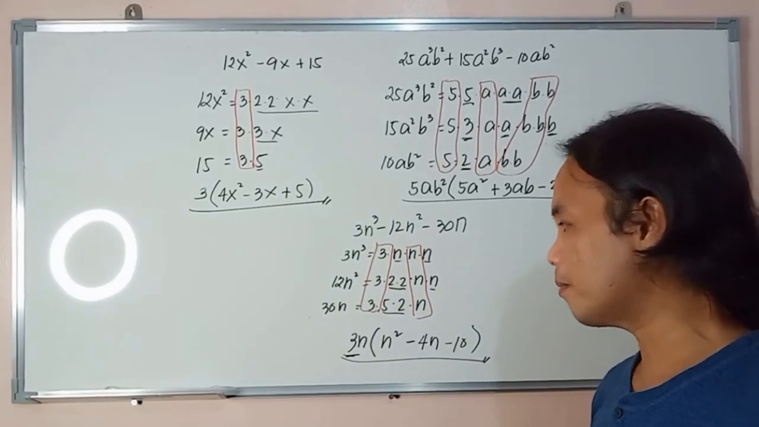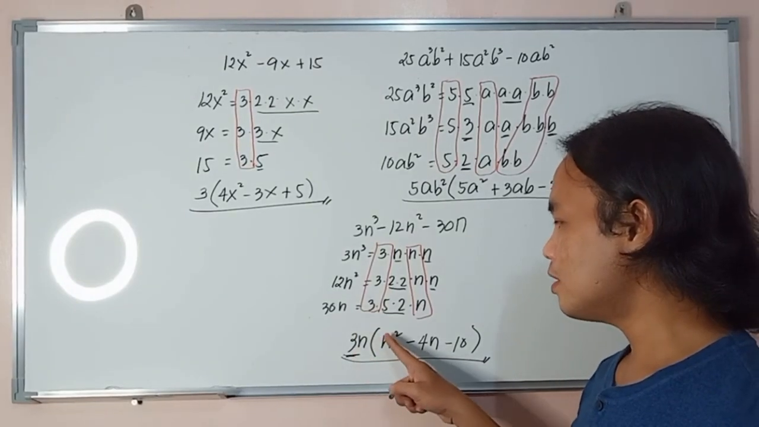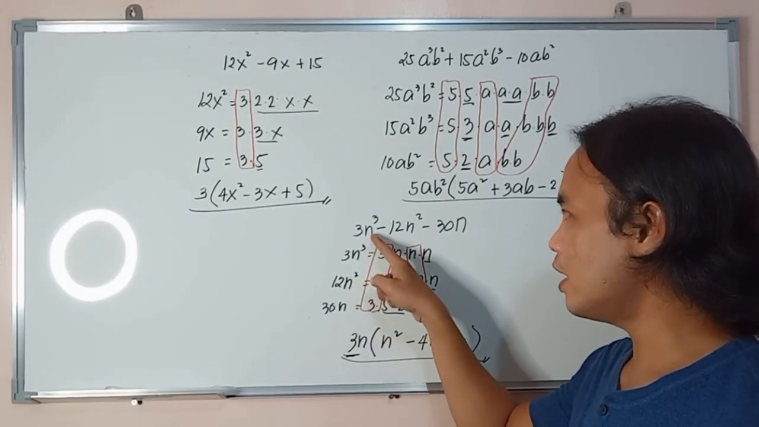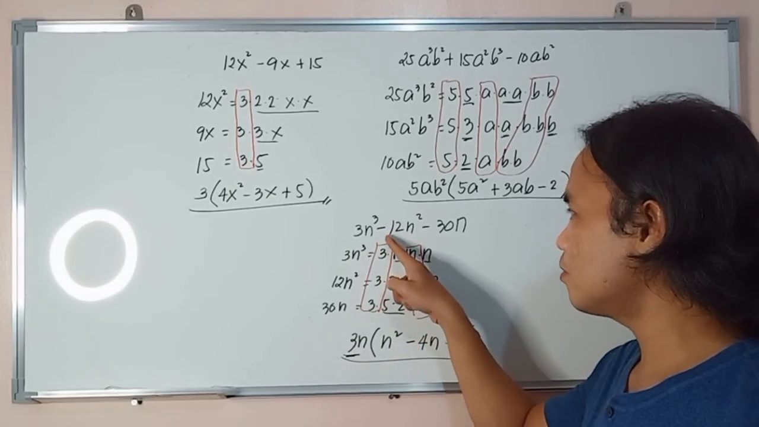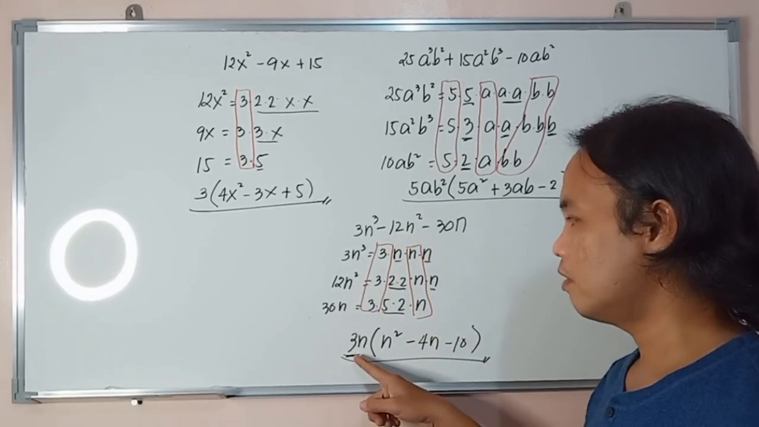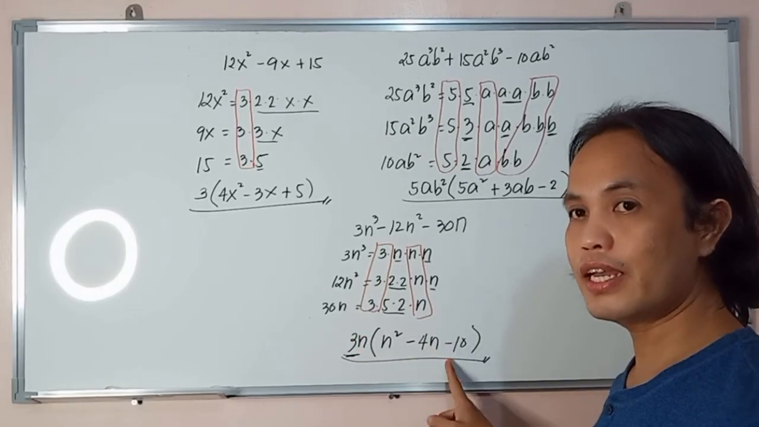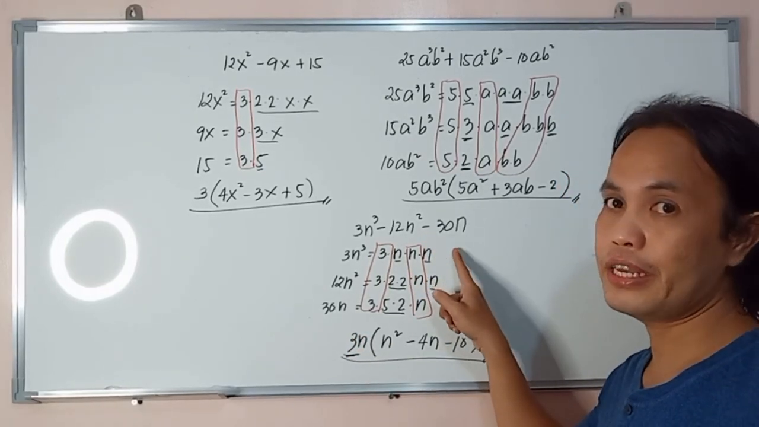Again, if we want to check, 3n times n squared, that will give us 3n cubed. 3n times negative 4n, that will give us negative 12n squared. 3n times negative 10, that will give us negative 30n.